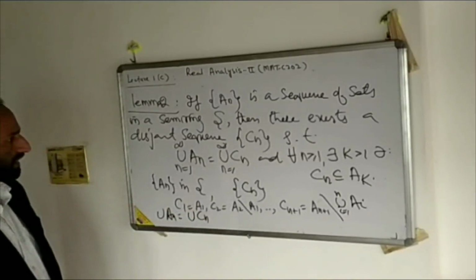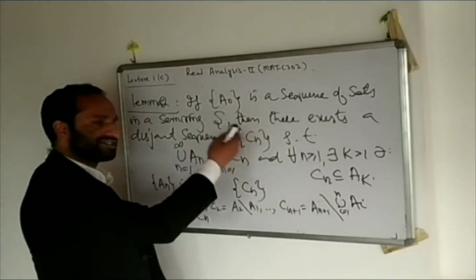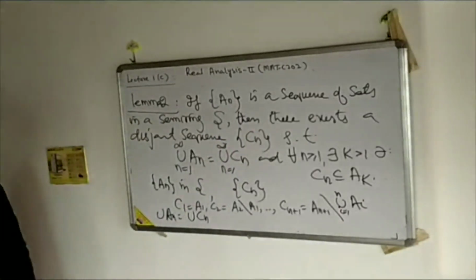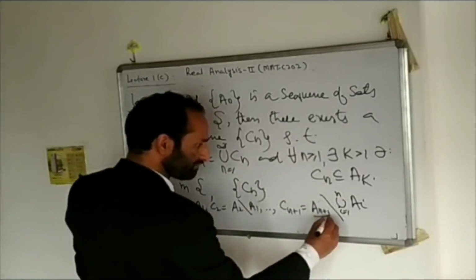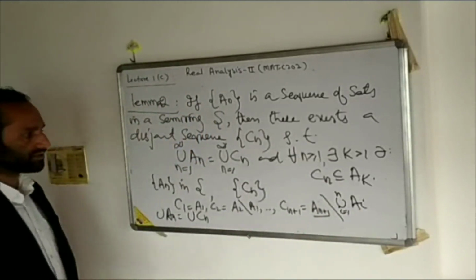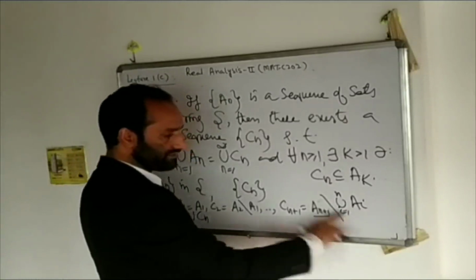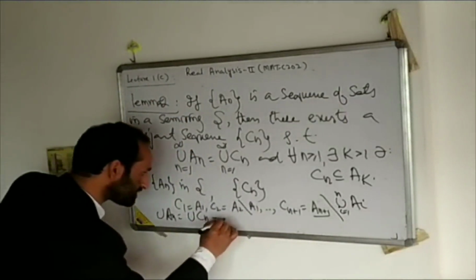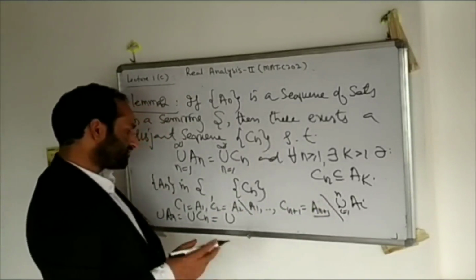But we have to show that this sequence is disjoint and it should be from our semiring S. And here these are disjoint but not members of S. So how can we do that? Again, this is An plus 1 minus the union, i runs from 1 to n. By part 1 of Theorem 1, this difference can be written as a finite disjoint union of members of S.